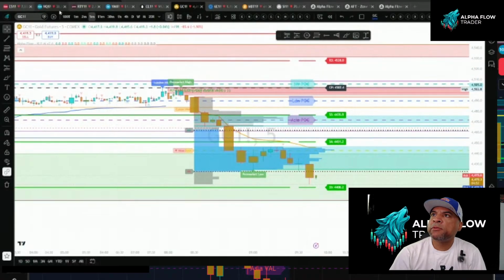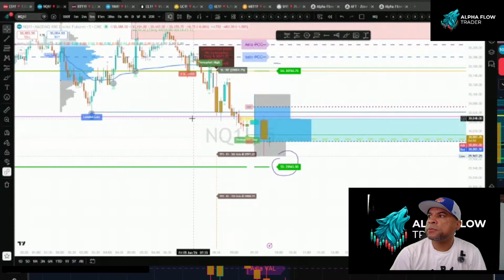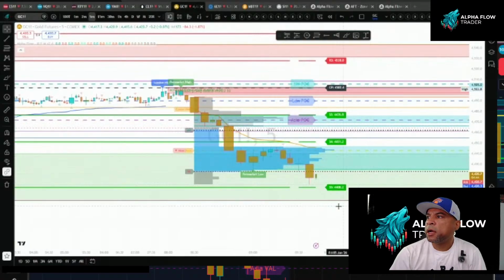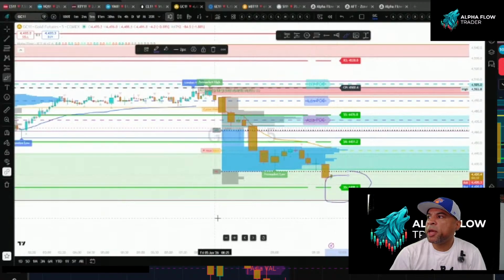All right, looks like we've got some. We're approaching S5 on NQ. Those are the pre-alerts that I'm getting. All right, gold is near S5 as well, in a demand zone.